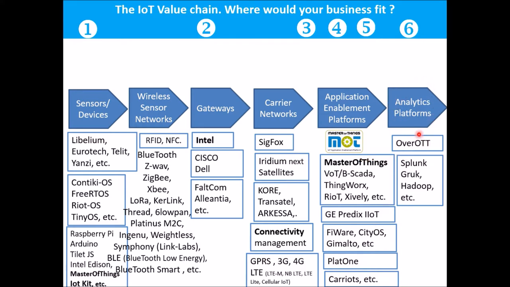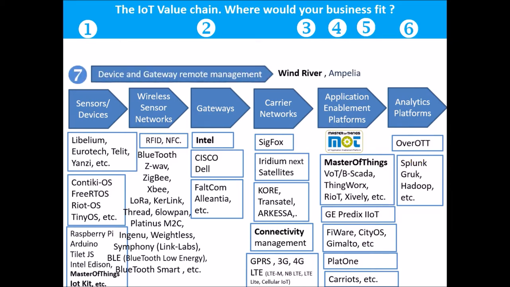So those are other platforms that will analyze historical data to bring you much more value from the data that has been collected over many years. The last important item in the value chain is device and remote gateway management. These are also a different type of platform. They are meant to remotely configure the devices and remotely configure the gateways.